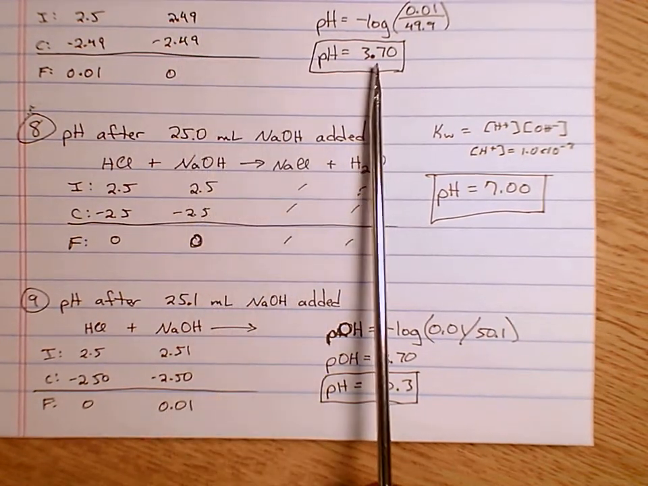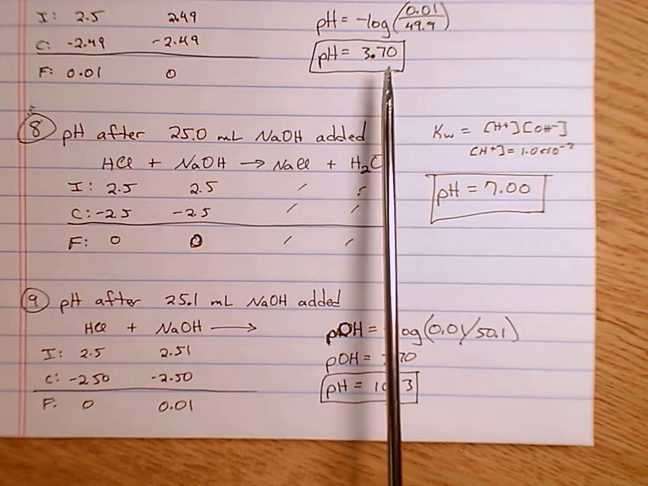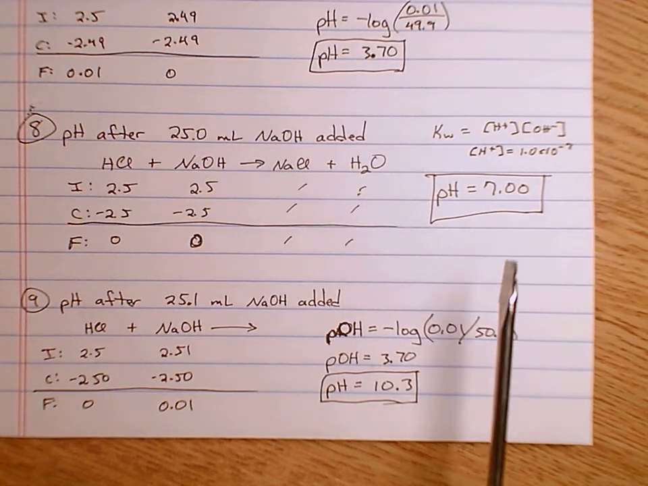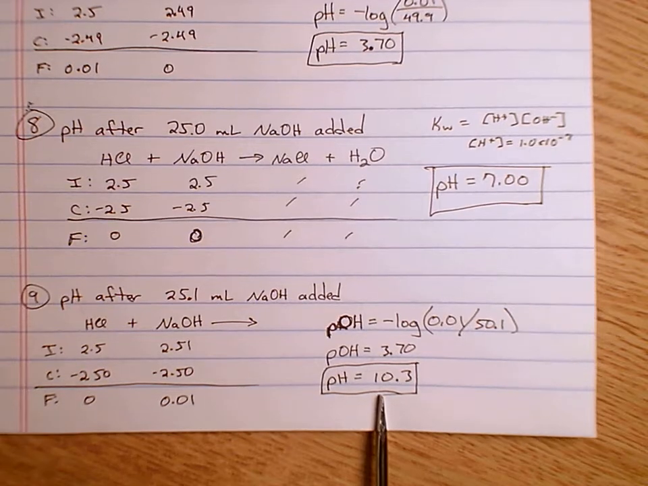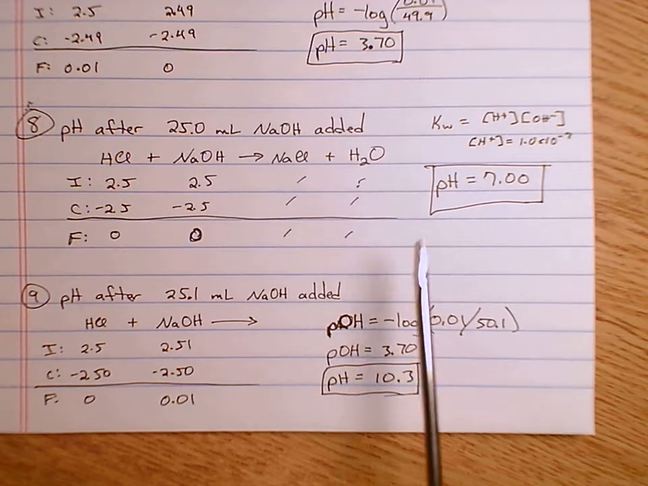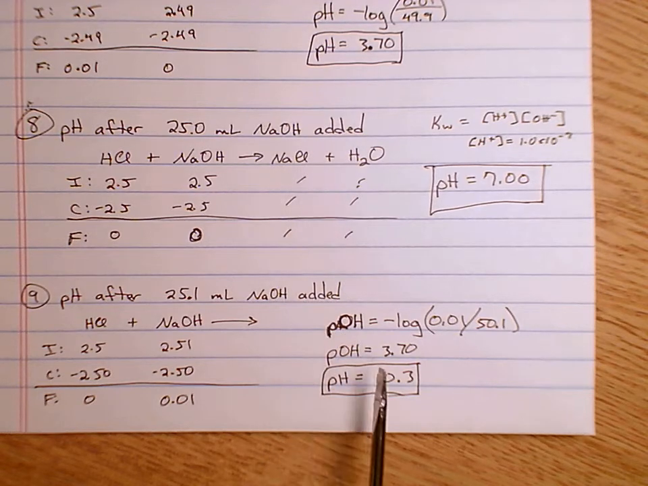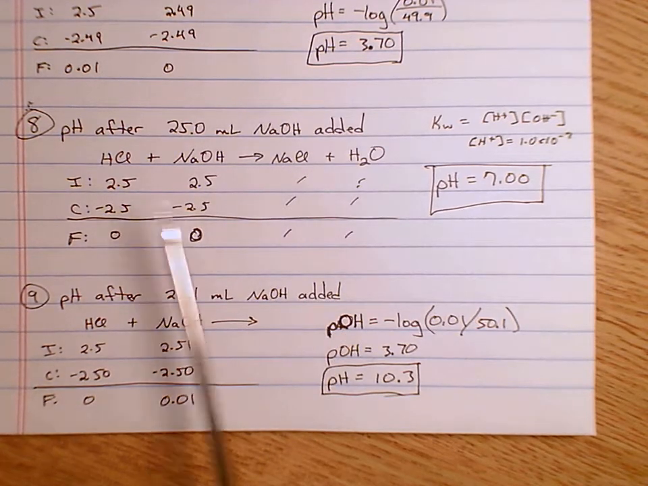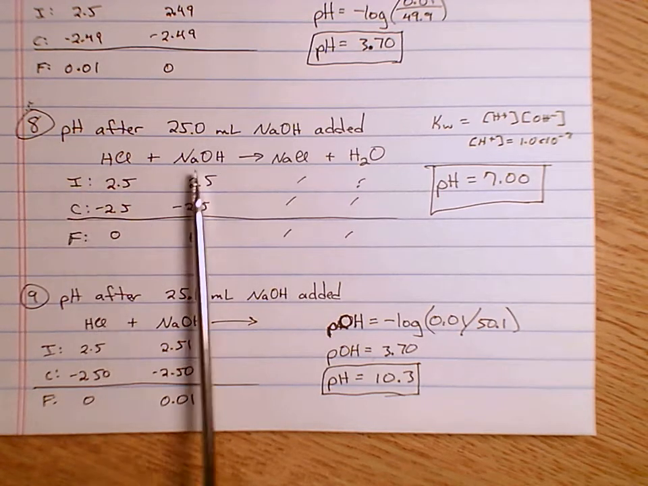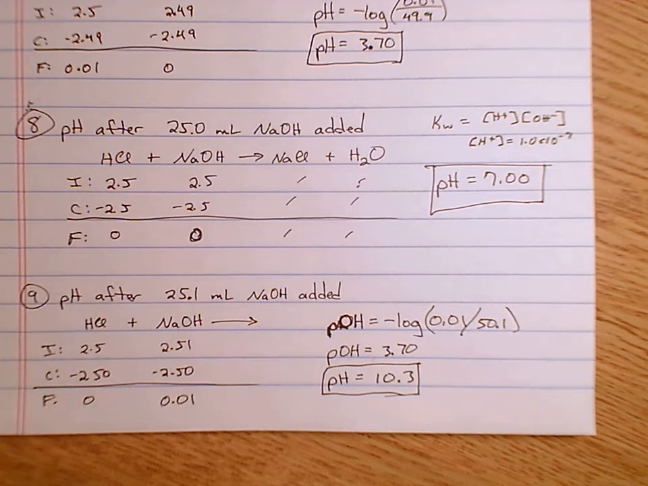We were at a pH of 3.7, added one drop and went up to 7, added one more drop and went up to a pH of 10. This is just a one drop, two drop change. That gave us a pH from 3.7 to 10.3. When you are around the equivalence point, when you have fairly equal amounts of acid and base, the pH is just extremely variable. Just a little bit more base and the pH shoots up. Just a little bit more acid, the pH shoots down.